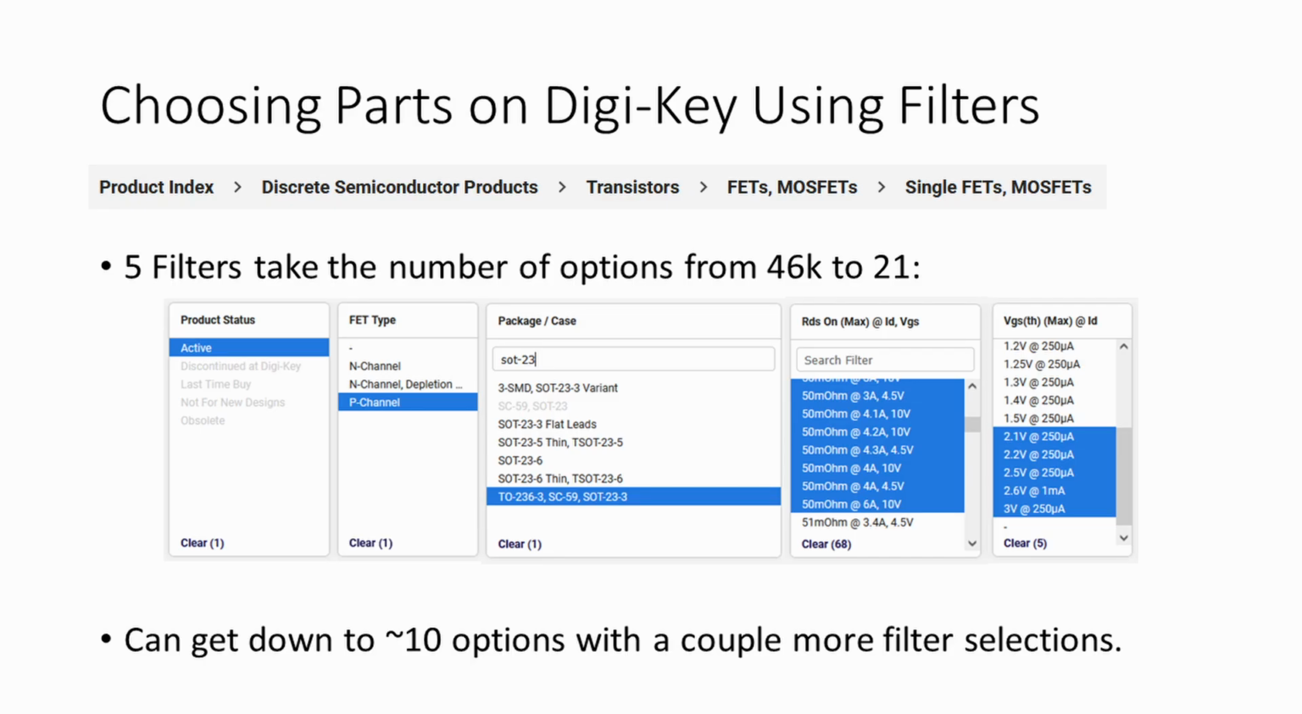For RDS on, keeping nominal resistance below 50 milliohms should minimize loss and be achievable with this package. The max gate to source voltage is chosen to be between 2 and 3 volts to ensure that we have some margin for turning the FET off. With a slightly higher VGS, it should be easy to stick with parts that have a 20 volt rating for VGS max. With these filters, the number of choices shrinks to around 20, and choosing in stock and your preferred manufacturers should get it down to below 10 options.